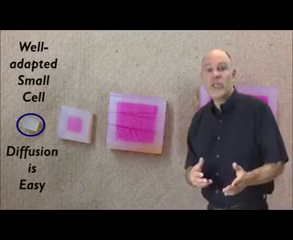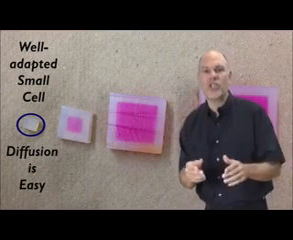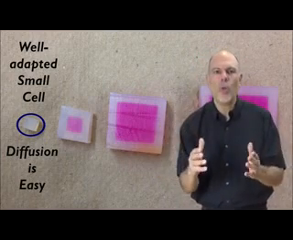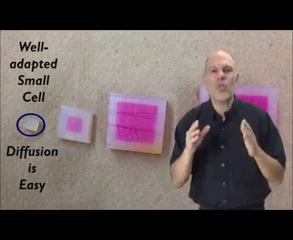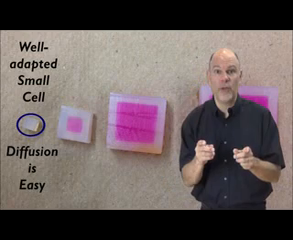Just pretend that this smallest agar cube was a cell, and that the vinegar molecules were oxygen. This cell is doing fine. Oxygen is getting all the way deep into the cell. Things are diffusing in and out. This cell is well adapted to exchange substances with its environment through diffusion.